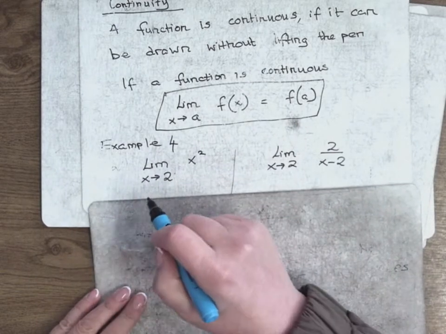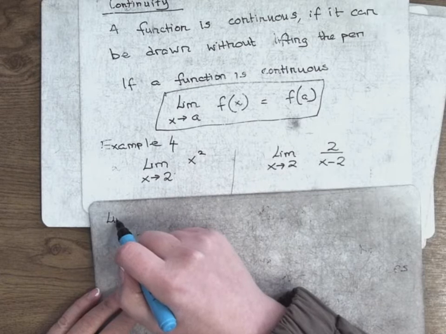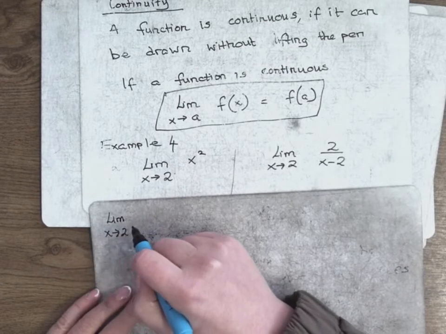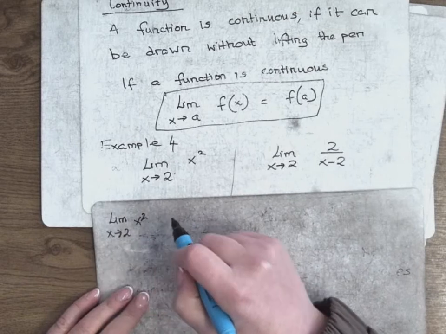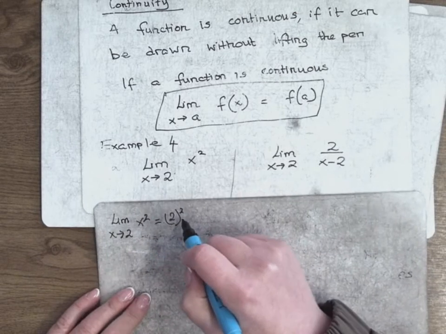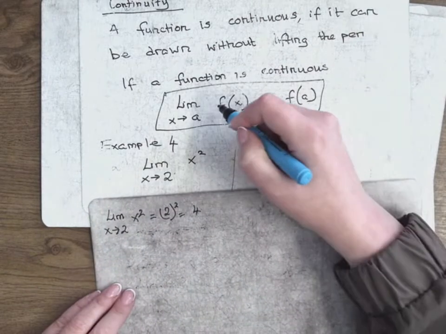Here, if I get the limit as x tends to 2, how will I get the limit as x tends to 2 of that? What do you just do? Fill in 2 for x, isn't that right? So that would just be 2 squared, so that would be equal to 4. That's one half of the sum done.